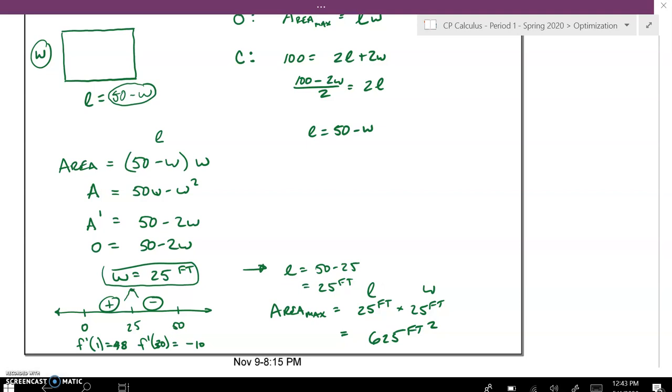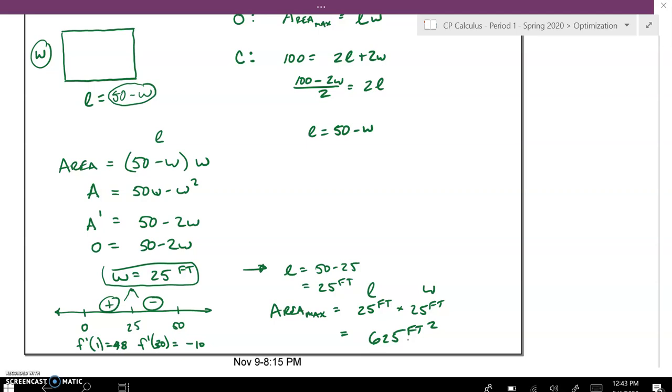Okay, so 25 works out to be the width of this, which when I use that to find my length, which, remember, is just 50 minus the width, so 50 minus 25 is also 25 feet. Then the question said, what's the maximum area? So I use those two dimensions, length times width, 25 feet times 25 feet, to get a maximum area of 625 feet squared. That's the optimal dimensions, width and length, to get the most amount of area of garden based on the amount of fence that I had, which was 100 feet.